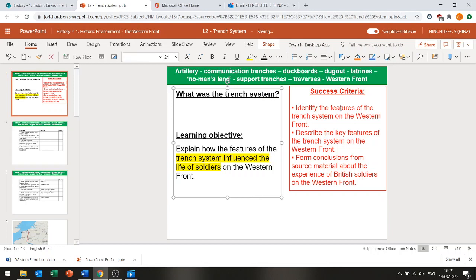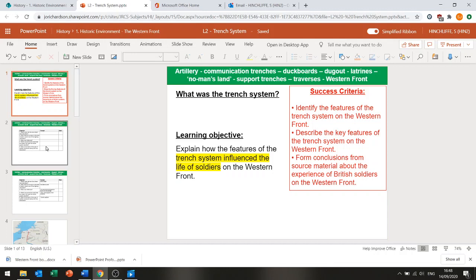We're going to identify the features of the trench system. So what did it actually look like? We're going to describe them using a little bit of exam question technique, and also look at a couple of sources to understand what it was like to be in those trenches, and whether it was the same situation throughout the Western Front, throughout the First World War, for many soldiers.